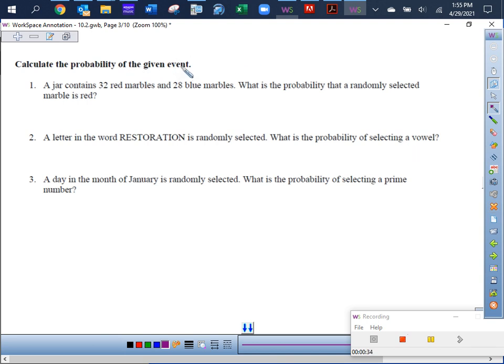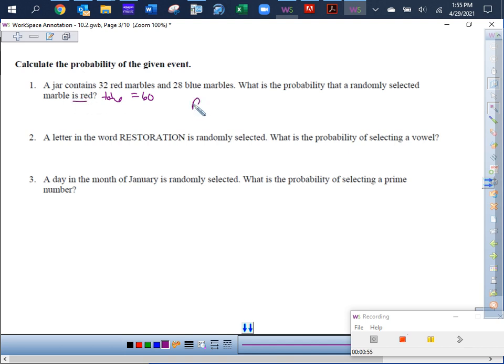Calculate the probability of the given event. The jar contains 32 red marbles and 28 blue marbles. What is the probability that a randomly selected marble is red? So we have to find our total, and our total right here, we just add those up. That is a big old 60 in that situation. So we got 60 marbles, and we want a red marble.